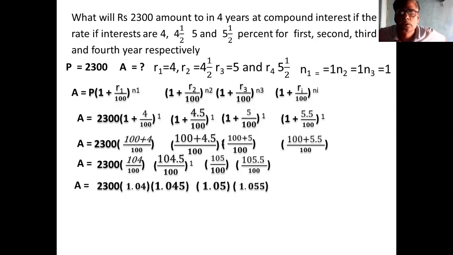Anyone tell me what is the answer by your calculator? You take the calculator and multiply all the numbers and tell me the answer. 2,300 into 1.04 into 1.045 into 1.05 into 1.055. What is the answer? 2,768.98.